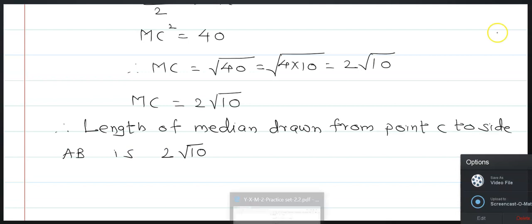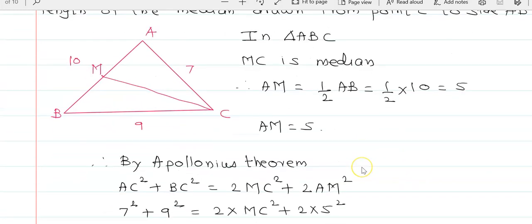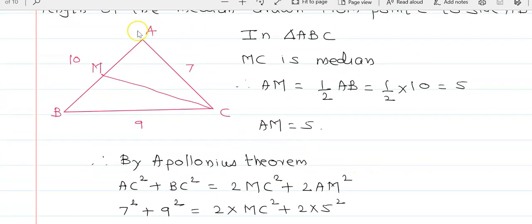Now we'll see this again, whatever I have written on the board. In triangle ABC, AB is equal to 10, AC is equal to 7, BC is equal to 9. All the sides are given here. Then find the length of the median drawn from the point C to the side AB. In triangle ABC, MC is the median. AM is equal to 1 upon 2 AB, that is 1 upon 2 into 10, that is equal to 5. Now by the Apollonius Theorem, AC square plus BC square is equal to 2 times MC square plus 2 times AM square.